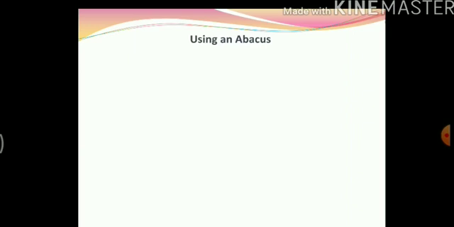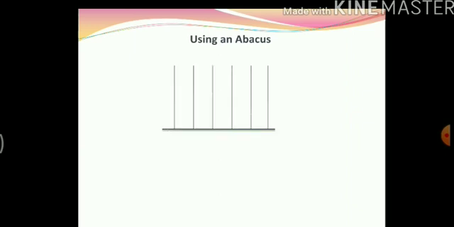You must have seen an abacus before. Usually it is a structure made of plastic or wood and it has lines where each line stands for one place value. For example, here in our diagram we have 6 lines, starting from ones and ending in lakhs.